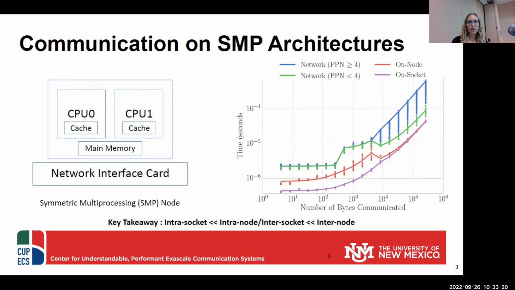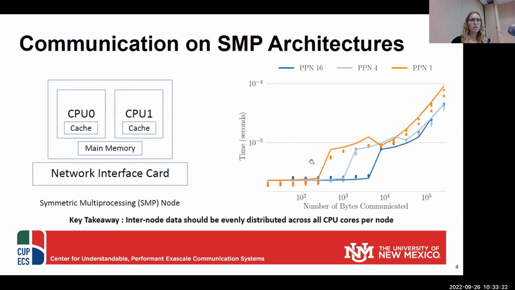The other thing that we see on these computers is that we have a bunch of processes per node. So on this one, 16. We want to send all of the data between nodes, and we can use any number of processes to do that. The x-axis here is just the number of bytes we're sending. The orange line is if we use 1 process per node to send all of these bytes. The light blue is if we do 4 processes per node and they each send 1/4 of the bytes. And then the dark blue is if we have 16 processes per node and they each send 1/16 of the bytes. So the takeaway is we really want to evenly distribute all of the data among all of the available cores.